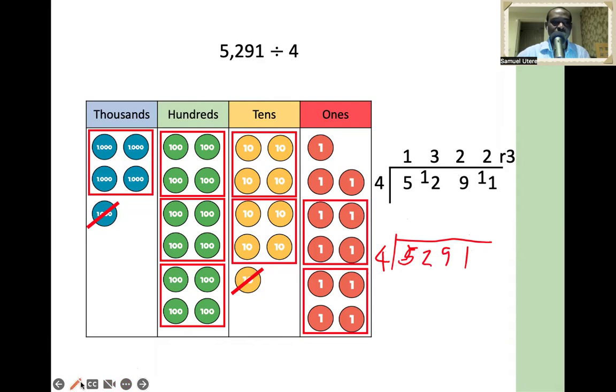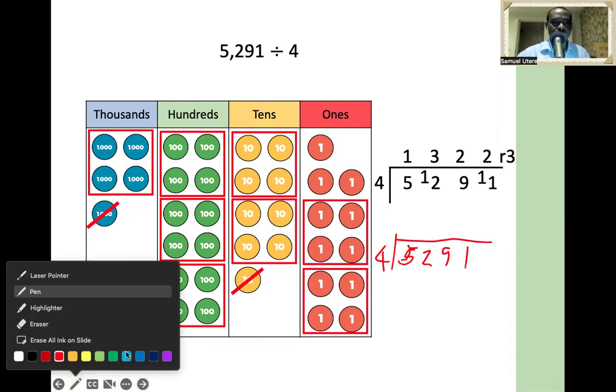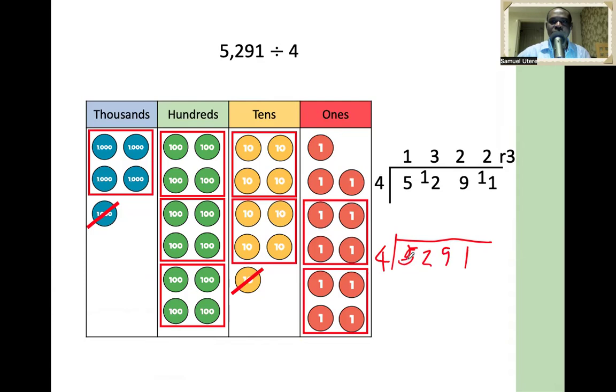The way you see people do it is you say, I'll use a different color. 5 divided by 4, you can only get 4 from 5 only one time. So you write 1. What's the remainder? 1. You put the 1 in front of the 2. It's now 12. 12 divided by 4 is 3. All right, you're done with that.